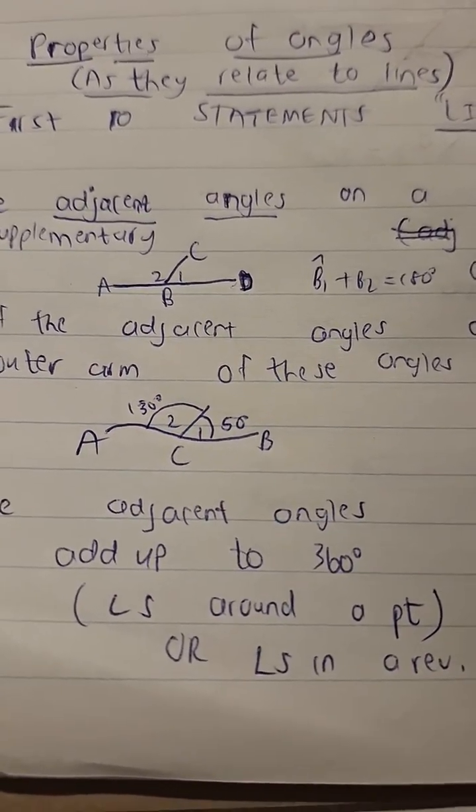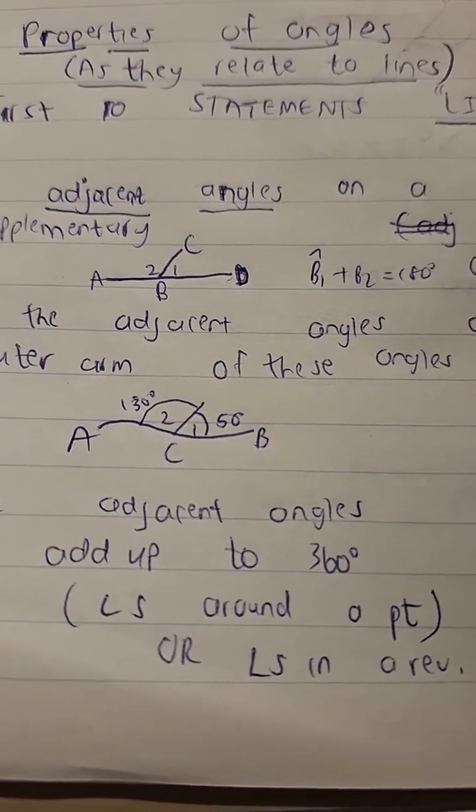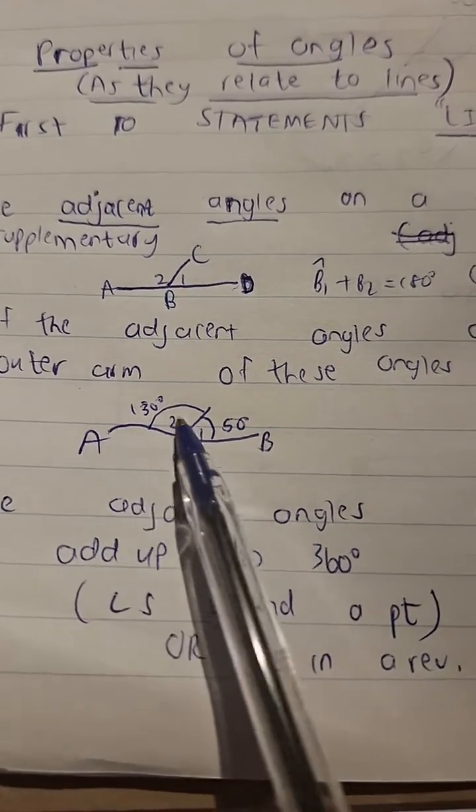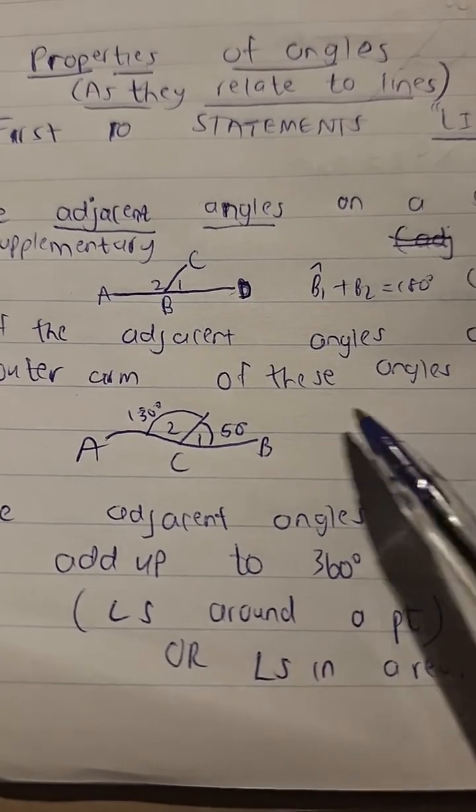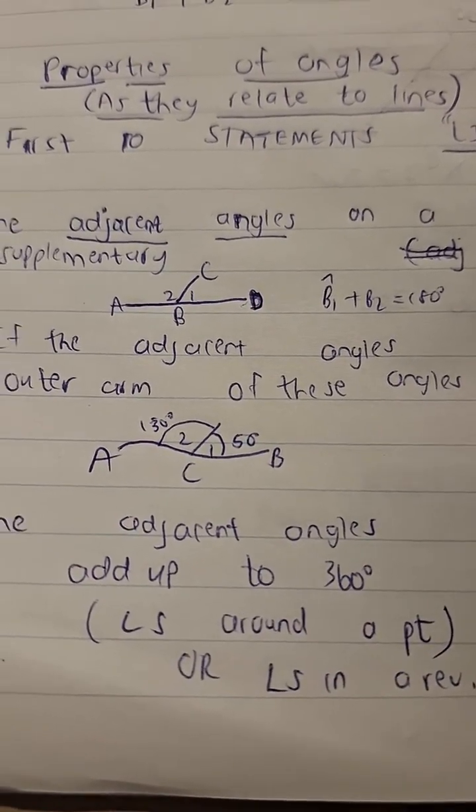And then of course my learners look at that, and I'm sure even you guys, if I ask you, is AB a straight line? What do you guys have to say? Is AB a straight line? Yes or no?